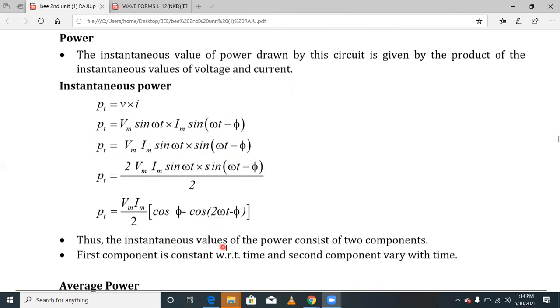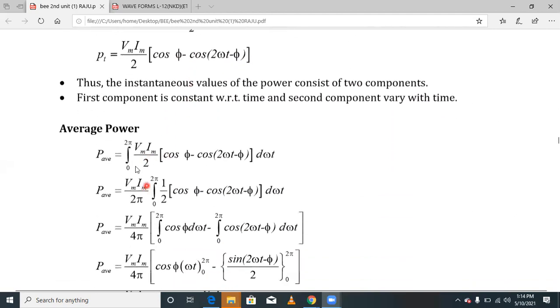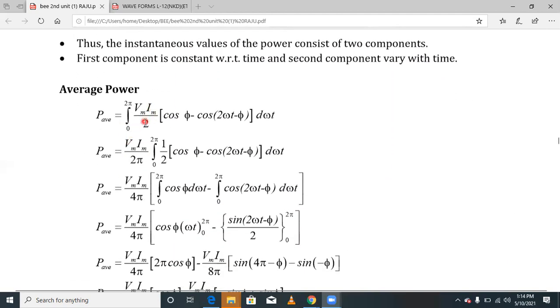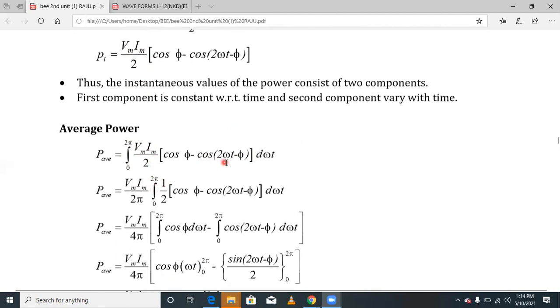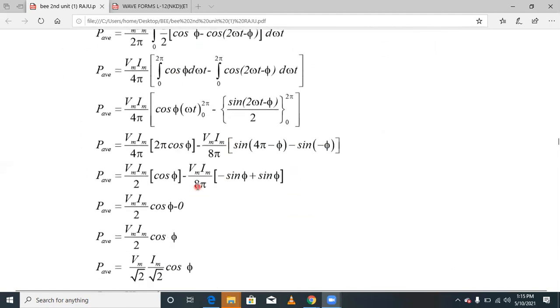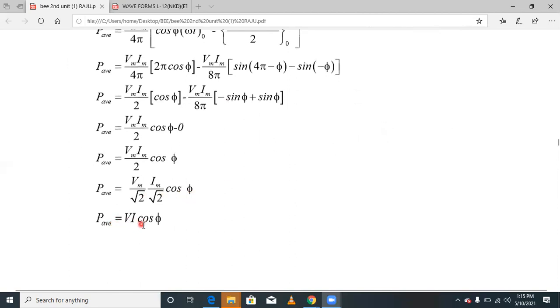Thus, the instantaneous power consists of two components. The first component is constant with respect to time, and the second component varies with respect to time. Then average power is the integral from 0 to 2 pi of Vm Im by 2 into (cos phi minus cos(2 omega t minus phi)). Integrate this expression and simplify, and you will get P average equal to VI cos phi.